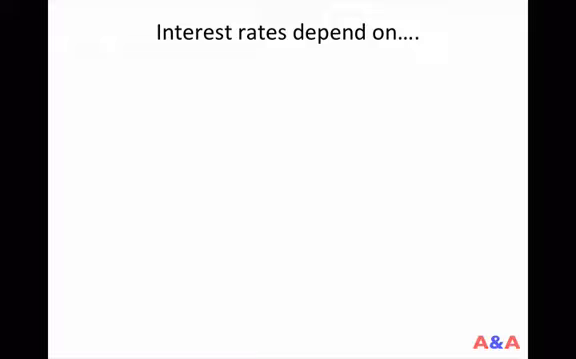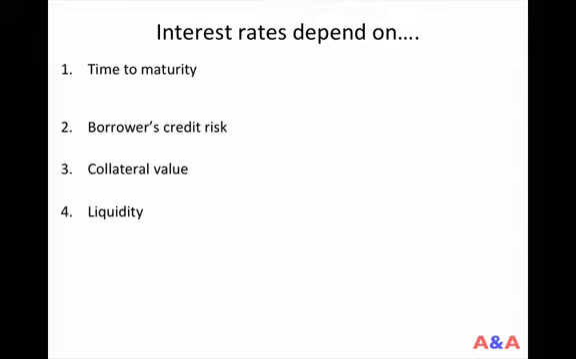What about bonds? What are the properties and attributes of a bond that determines and affects the price of the bond? There are four main attributes of a bond that are important for the value of the bond. In other words, there are four important factors that affect the interest rate of a borrowing contract. Time to maturity, borrower's credit risk, collateral value, and liquidity.